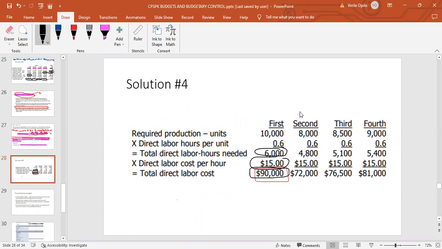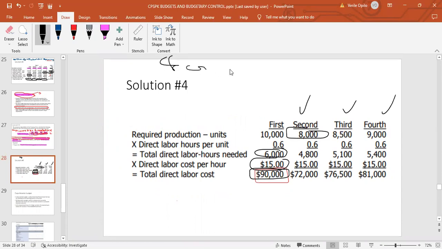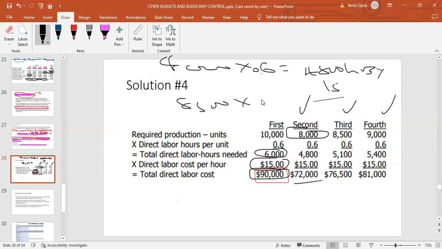We do the same for the second quarter, the third quarter, and the fourth quarter. So 8,000 units, and each unit is produced within 0.6 hours. Therefore, you're going to spend a total of 4,800 hours. For each hour, you pay $15. So 4,800 times 15 gives us 72,000. You go to the next one, 8,500 units to be produced, each taking 0.6 hours, to give us a total of 5,100 hours multiplied by 15, that gives us 76,500.